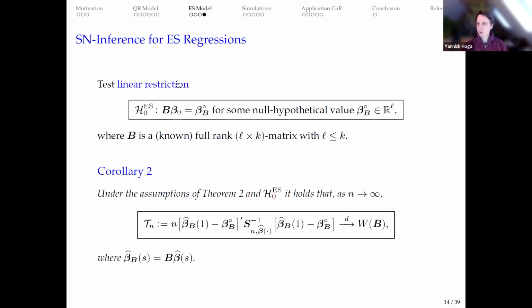So again, a similar linear restriction as we considered before. A linear restriction now placed on the ES regression coefficient beta 0, where the known matrix is now B. And we get the same corollary as before. Same test statistic, same testing idea. Compare the estimate of B beta 0 with the null hypothetical coefficient. Normalize by this self-normalizer. Now every occurrence of alpha hat is replaced with a beta hat. But this is basically it. And again, reject if this test statistic is larger than the 95% quantile of WB.